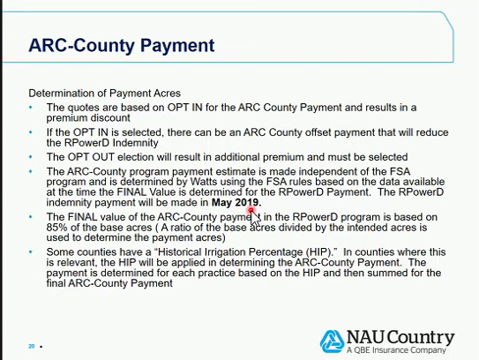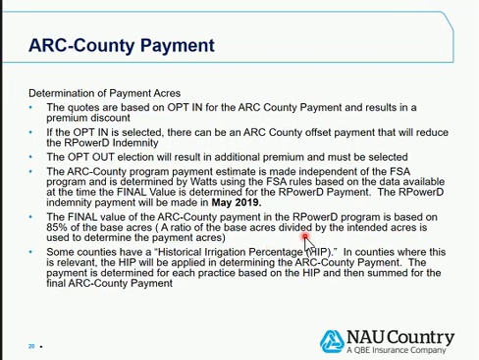I think that's 5-6 months earlier than if you opt in. So you can opt in, save some money, reduce your payment likewise, but it also delays your payment a bit. Remember too that the final value of the ARC County payment is based on 85% of the base acres.